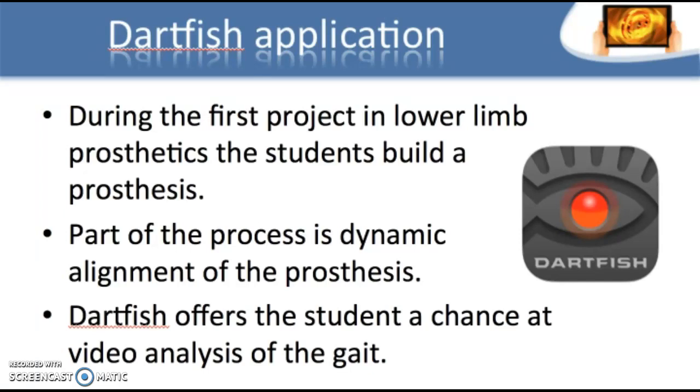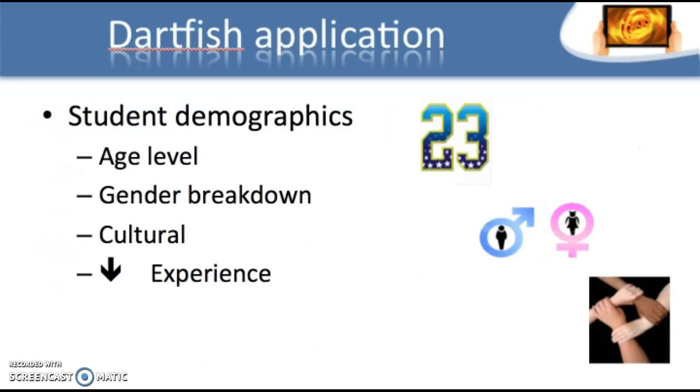Part of the process, after building a prosthesis so that the socket fits on a residual limb, is to align it so they're comfortable. The whole purpose of using Dartfish or Coach's Eye is to offer the student a chance to give a video analysis of the gait. So what are the basic demographics in the O&P programs across the United States?